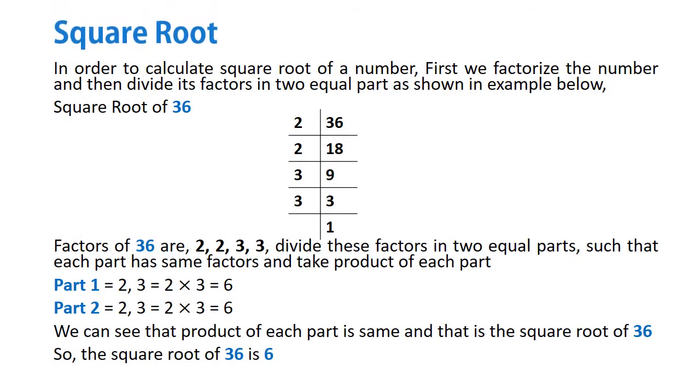In order to calculate the square root of a number, first we factorize the number and then divide its factors in two equal parts as shown in the example below. Factors of 36 are 2, 2, 3, and 3. Divide these factors in two equal parts, such that each part has the same factors, and take the product of each part as shown. We can see that the product of each part is the same, and that is the square root of 36, so the square root of 36 is 6.